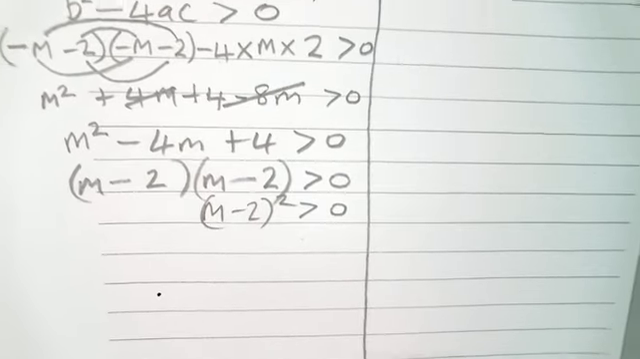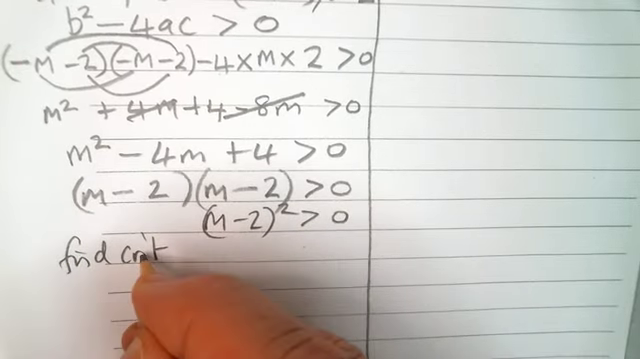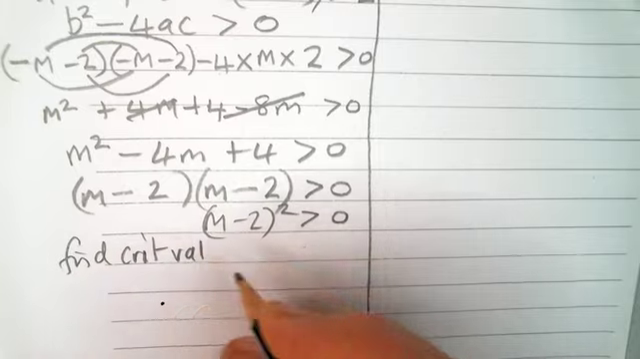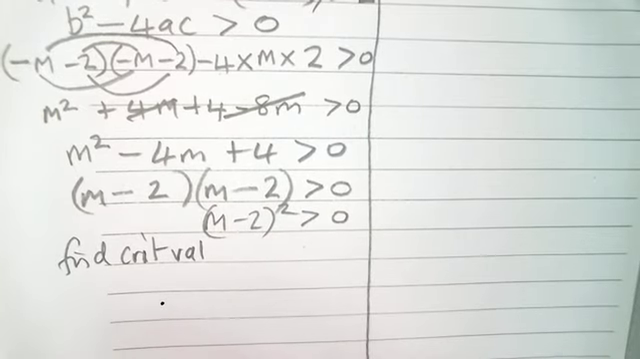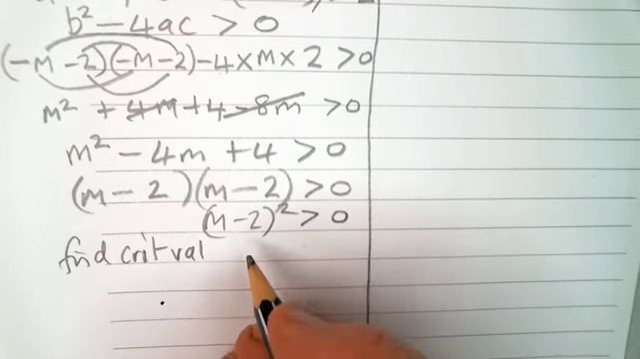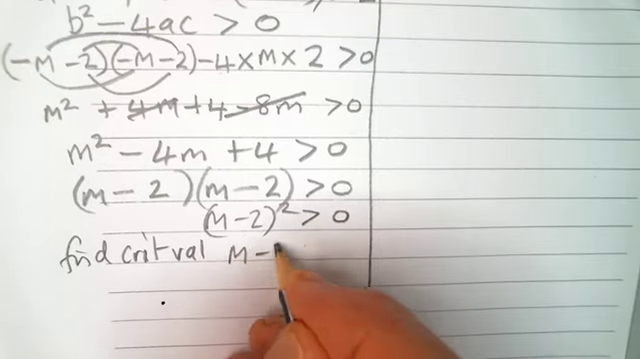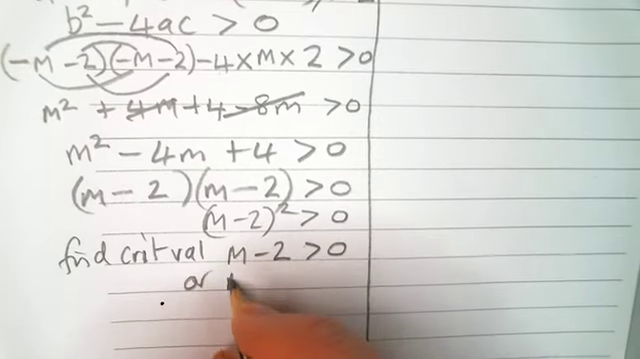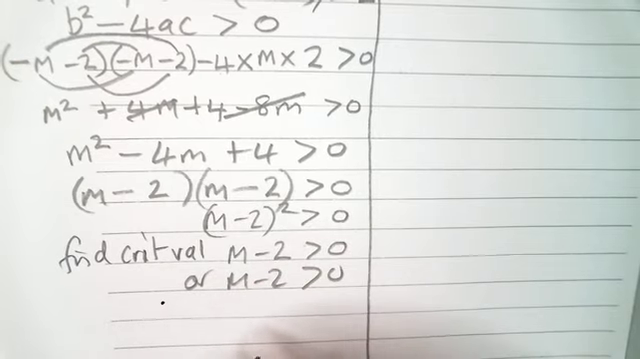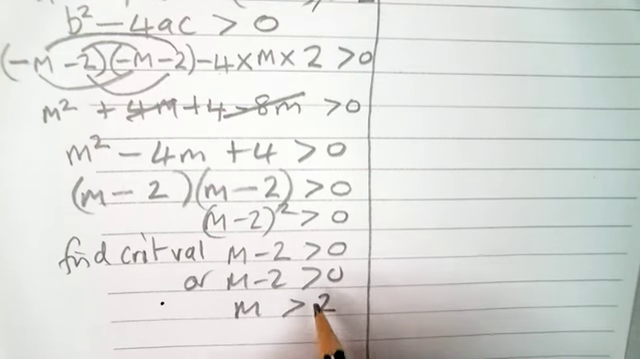So in terms of finding, I'll put here, find critical value, or values. If we find the critical value, we're able to then go ahead and work out where this thing is centered, around which bit it is centered. So we've got m minus 2 is greater than 0, because I've got 2 of them. So m is going to be greater than 2, because I'm going to add 2 to both sides. Now that is my critical value.